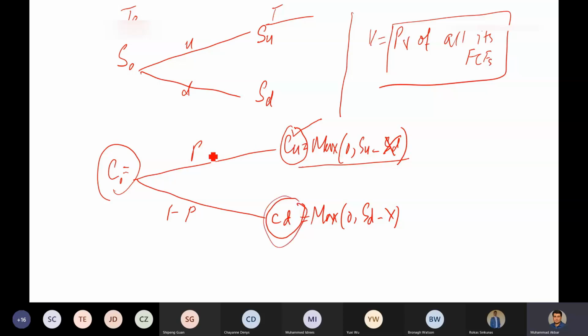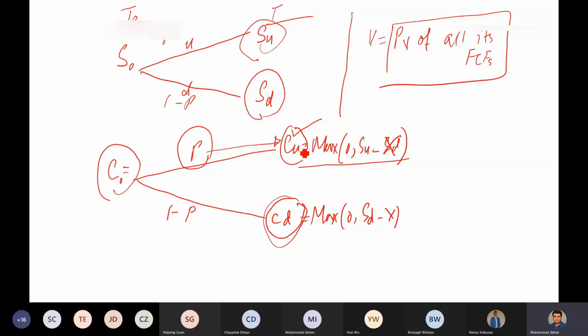What is the chance of getting this cash flow? What is the probability of getting CU? That is equal to the probability of the stock price going up. We have P here. And what is the probability of the stock price going down? That is 1 minus P. You know that the probabilities of going up and going down should sum to 1. That's the rule we follow in probability analysis. So what is the cash flow if the stock price goes down? In that case, our payoff will be equal to CD, with probability 1 minus P.